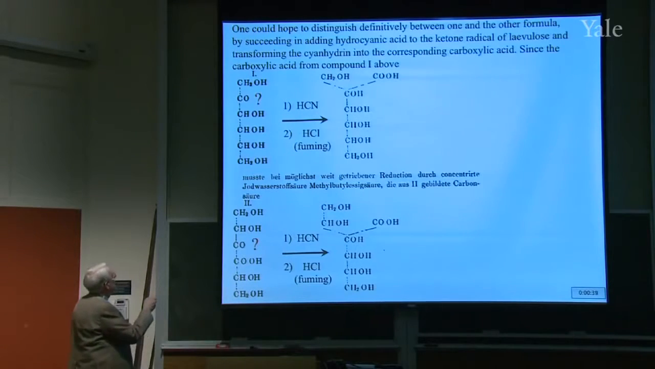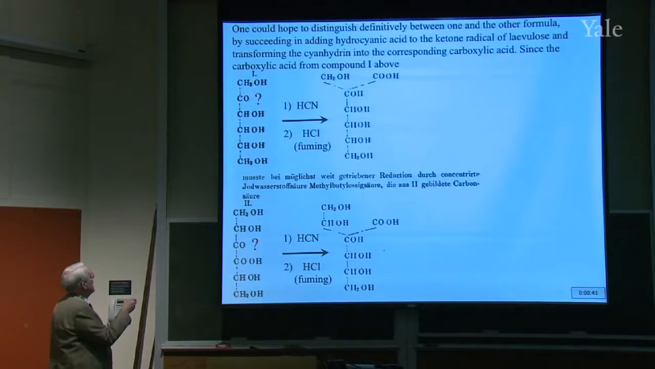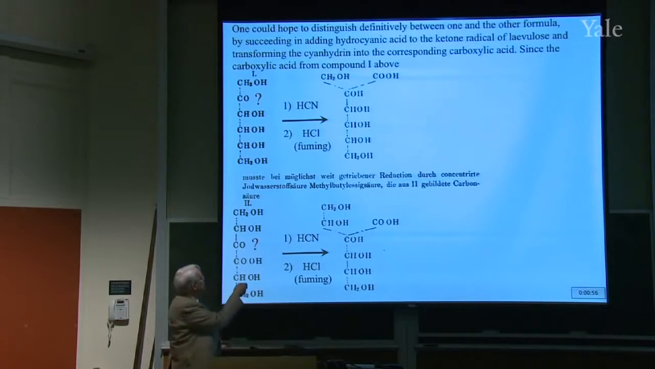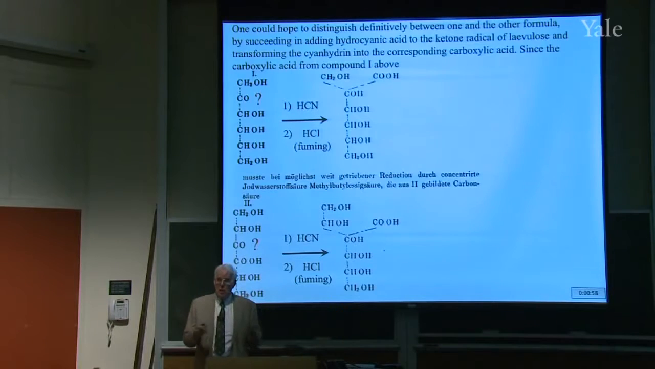Okay, so the question is, if it has this structure, then you add HCN, HCl, you get this. And it's very concentrated HCl he used, incidentally. Or if it's the next one down, you get this. Okay, so you do it and decide. All you have to know is which product you get. Get it pure, see what it is.